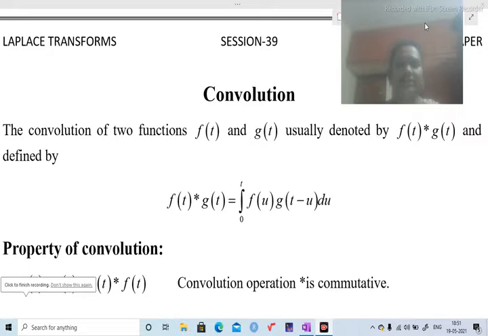In this session, I am going to explain the definition of convolution, property of convolution, and finding the Laplace transform of a given function by using the convolution theorem.